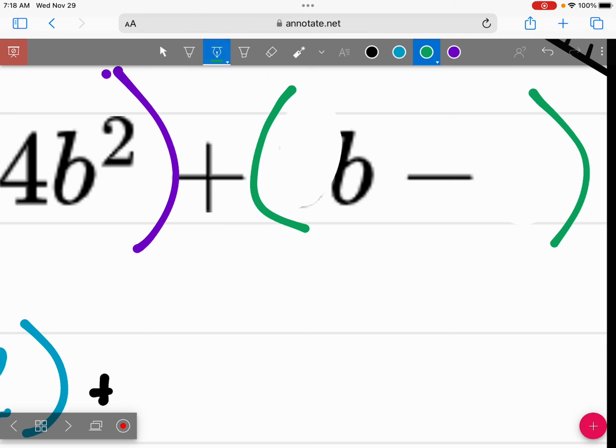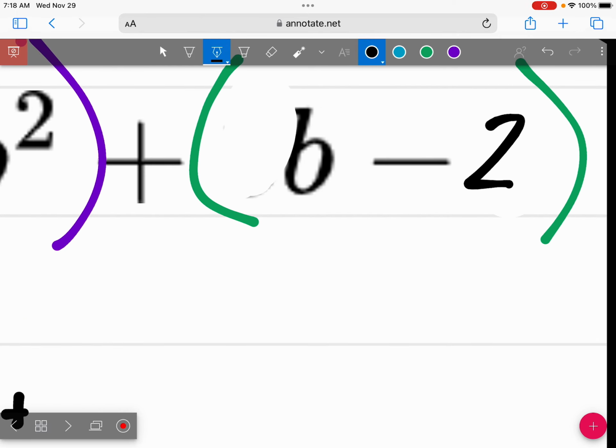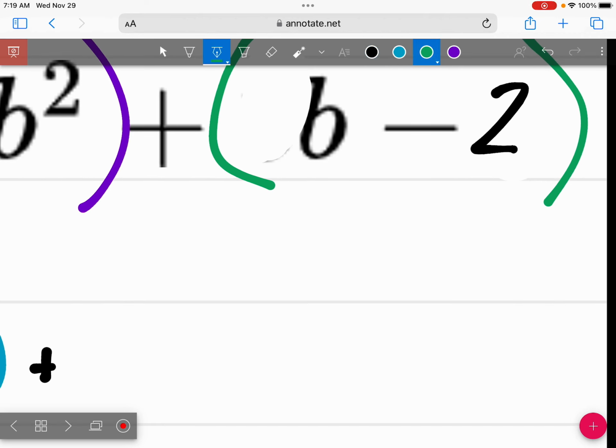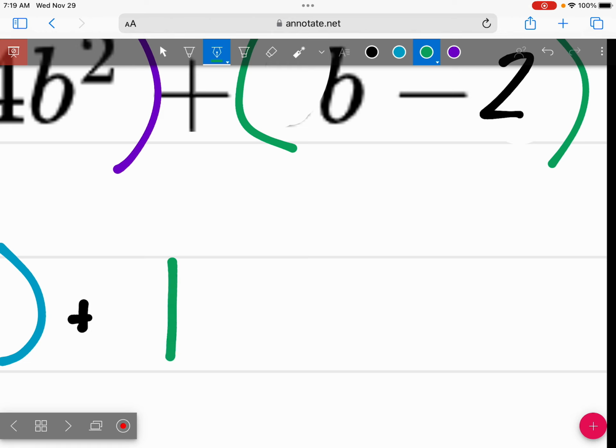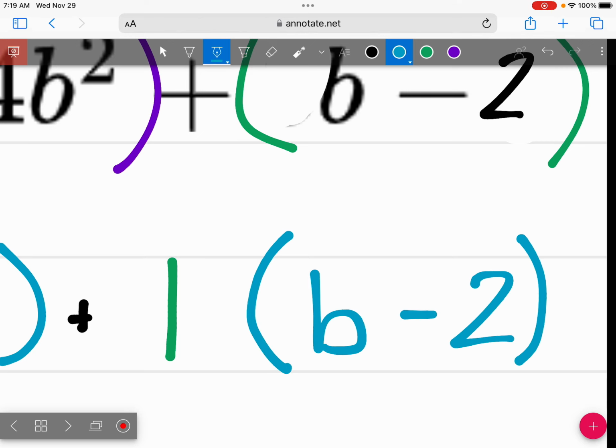b and minus 2. Still same vibe. What do they have in common? 1. Just a 1. So even if there's not anything we can really pull out as a GCF, we're still going to write it there. Because now we're left with b minus 2.